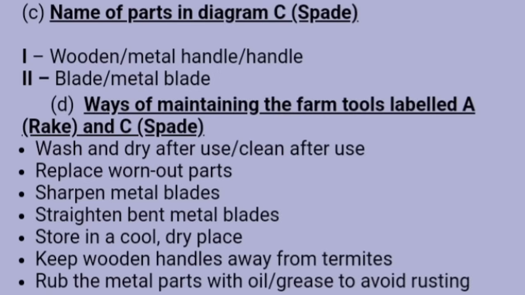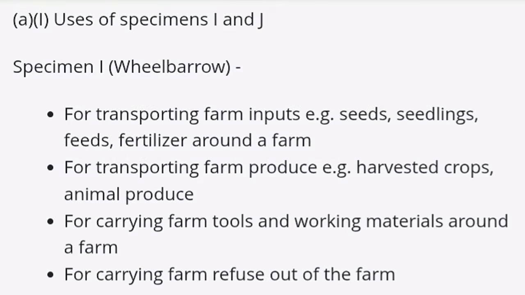So we move to specimen G, which is wheelbarrow. Wheelbarrow is similar. It's still a farm tool or implement. Okay, so what is wheelbarrow used for? For transporting farm inputs like seeds and seedlings, feeds, fertilizer around a farm. Also for transporting farm produce like the harvested crops and the animal produce. Also for carrying farm tools and working materials around a farm. And then for carrying farm refuse out of the farm.